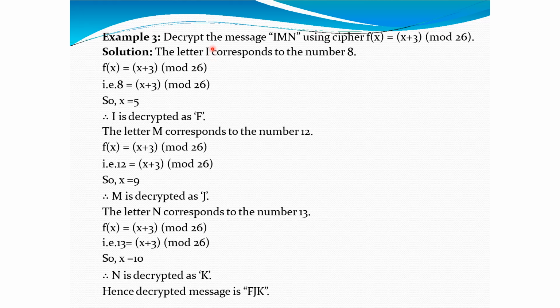Now the next letter is M. M corresponds to the number 12. So again f(x) equal to x plus 3 mod 26 gives us 12 equal to x plus 3 mod 26. That means 12 minus (x plus 3) is divisible by 26. It means 9 minus x is divisible by 26, so x equal to 9. So M is decrypted as J. Similarly, N is decrypted as K. Hence the decrypted message is FJK. So this is the end of our unit 4, that is coding theory. Thank you.